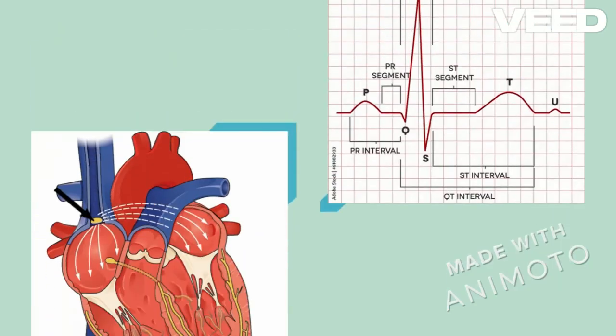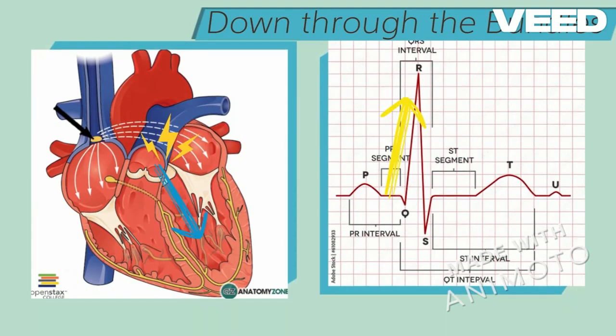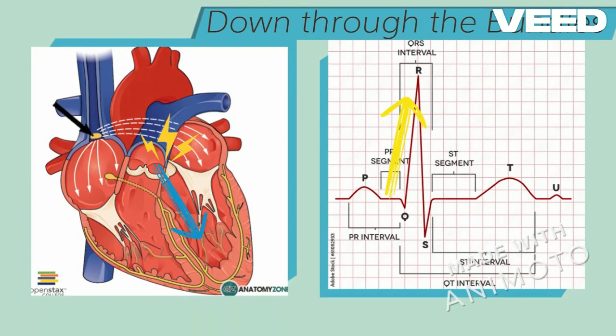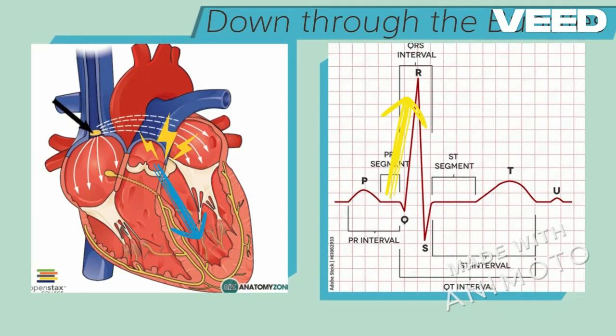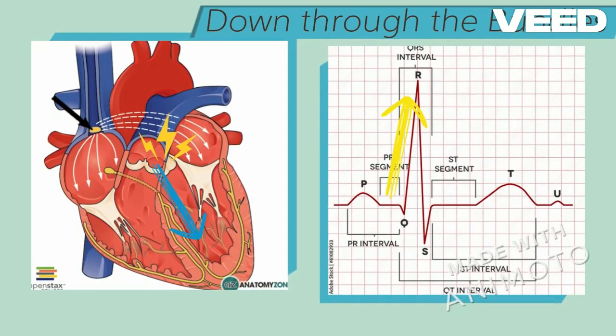We can watch the electricity travel through the bundles on the EKG as it creates the R wave. The peak of the R wave is a crucial reference point as we will use it to determine the rate and regularity of the EKG. It also tells us how much electricity is needed and so many other things that we will get into in other videos.